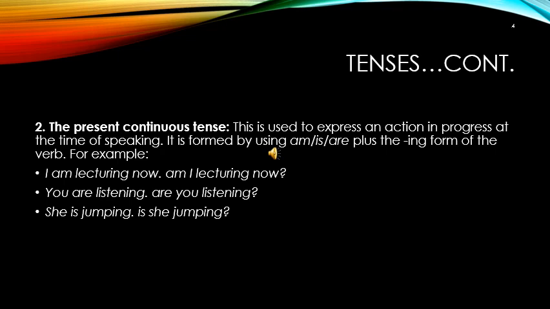The present continuous tense is used to express an action in progress at the time of speaking. It is formed by using am, is, or are plus the ing form of the verb. For example, I am lecturing now. Am I lecturing now? You are listening. Are you listening? She is jumping. Is she jumping?